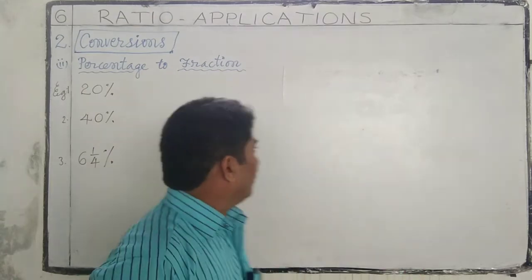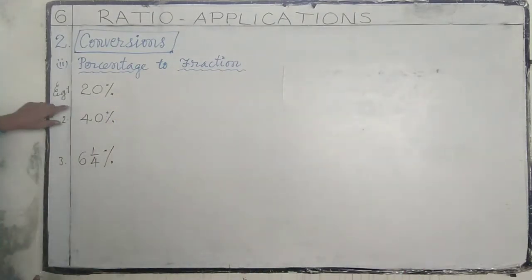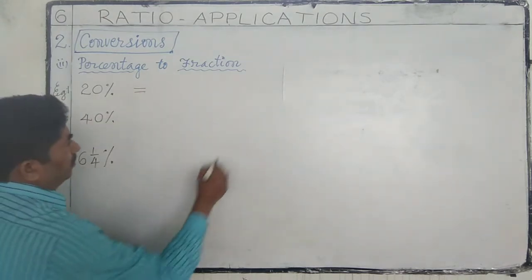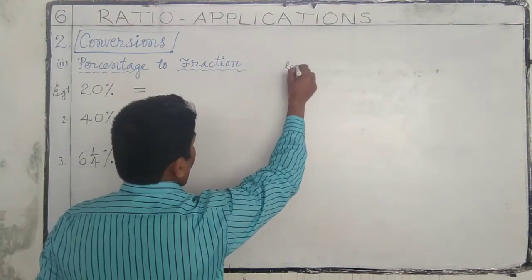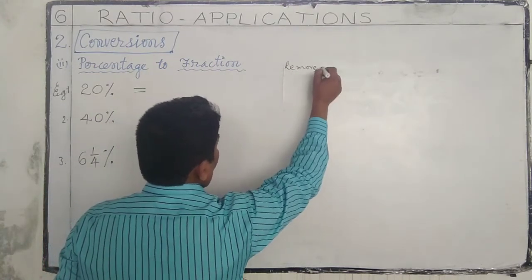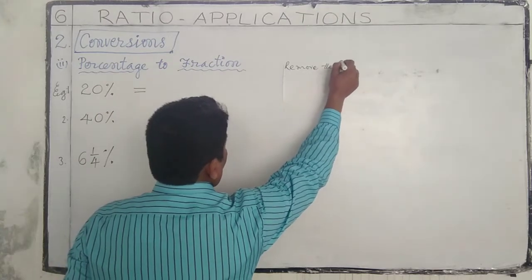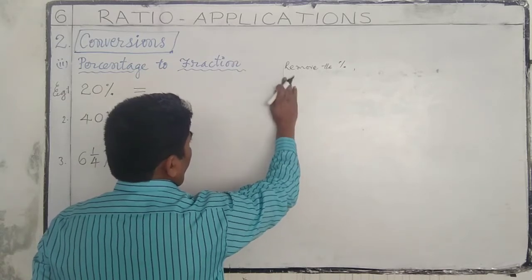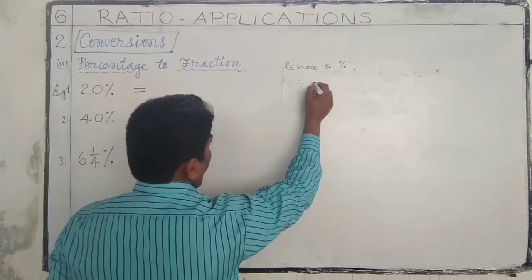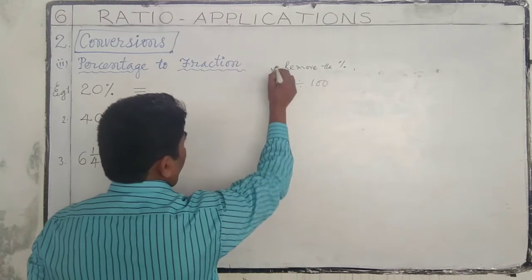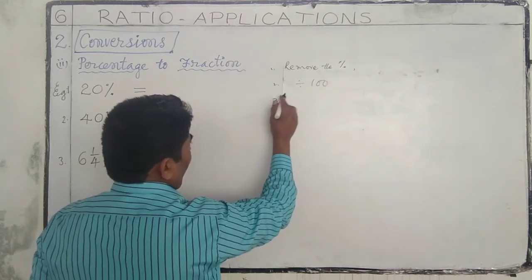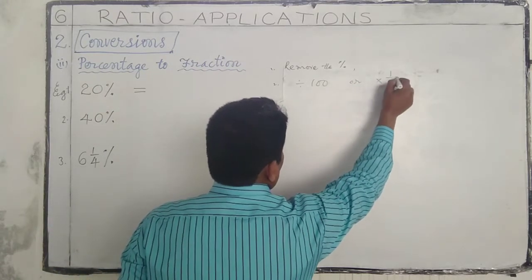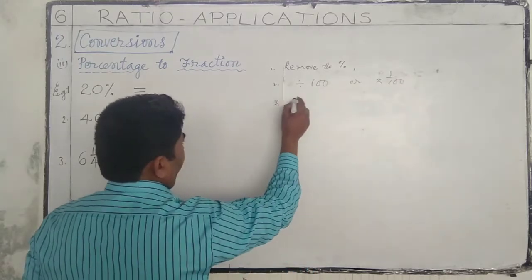Then simplify. This is the procedure. Let us consider the following examples. First 20%. First remove the percentage sign. Divide it by 100 or multiply with 1 by 100. Then simplify.